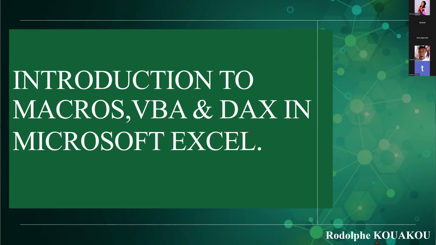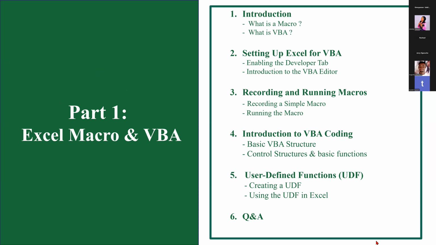So the first part will be about Excel macros and VBA. The first point is an introduction where we're gonna give some definitions about what a macro is and what VBA is. The second point will be on setting up Excel for VBA, because you need to enable the developer tab before using the VBA editor and things like that. The third part will be how we record and run macros. The fourth part will be an introduction to VBA coding, where we will see the basic structure and also some control. And the last part will be on user-defined functions.